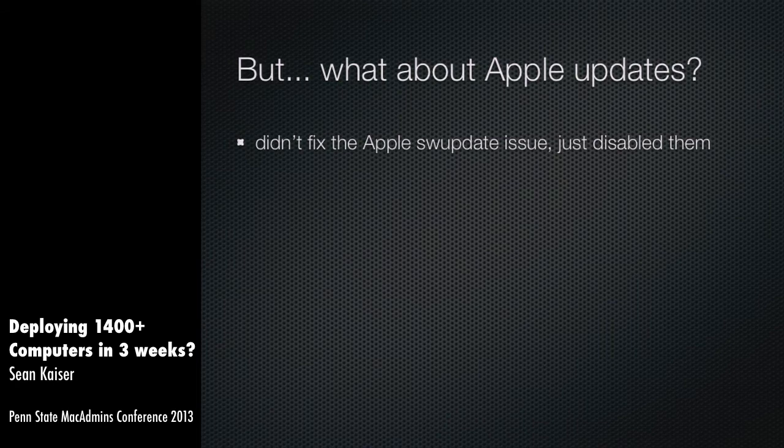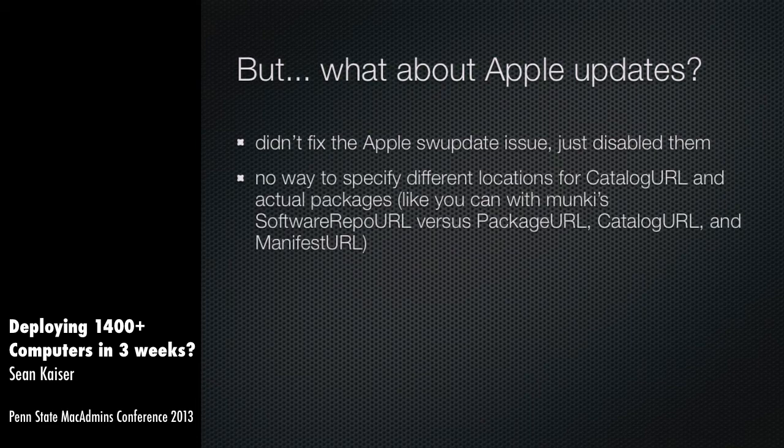What about the Apple updates? I said, we're okay with not doing updates initially, but eventually we do want to be able to install updates. As part of the fix, I just disabled the Apple software updates to eventually be online. There's no way to differentiate the software update. This is where you get your catalog, but then this is where you get your actual downloads. And that was kind of the problem.